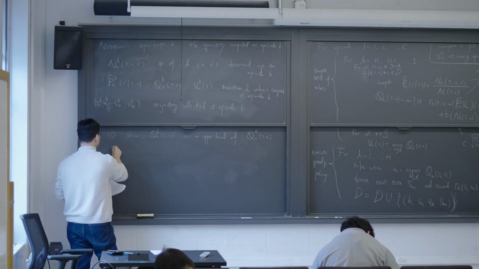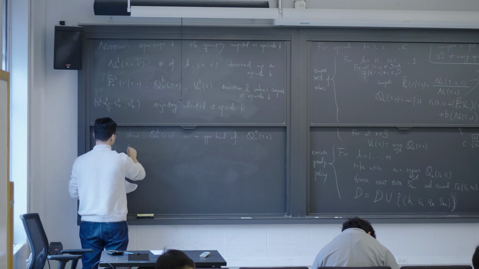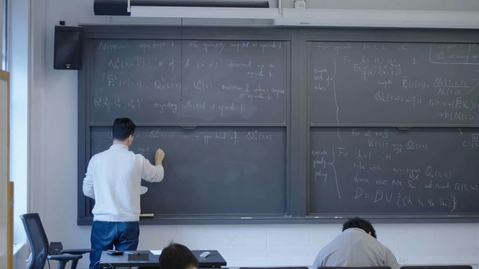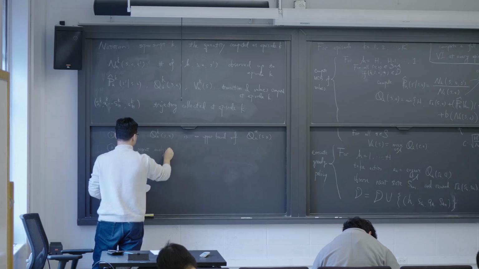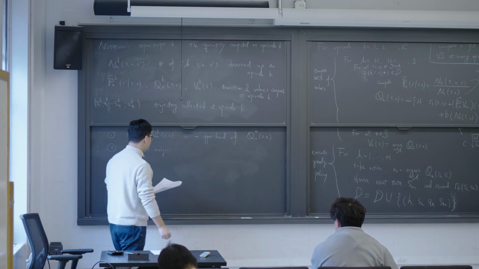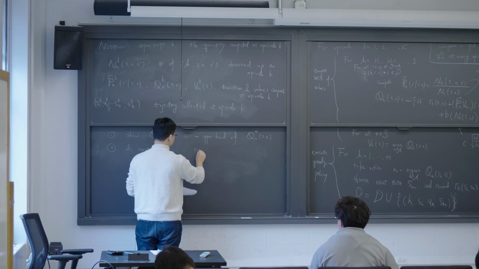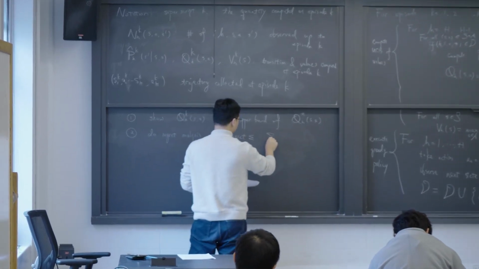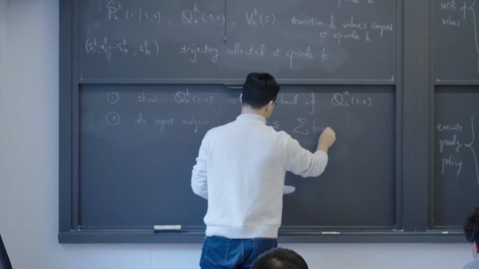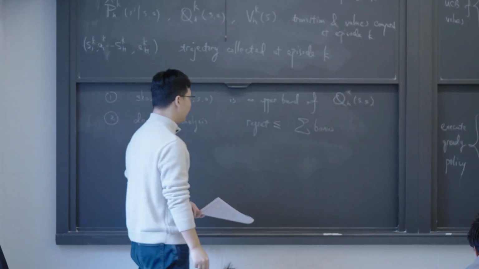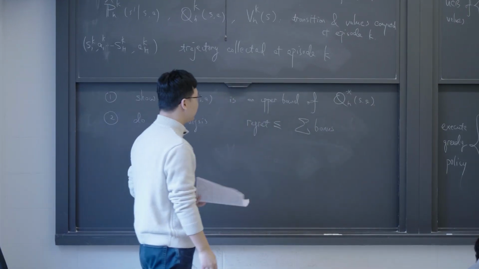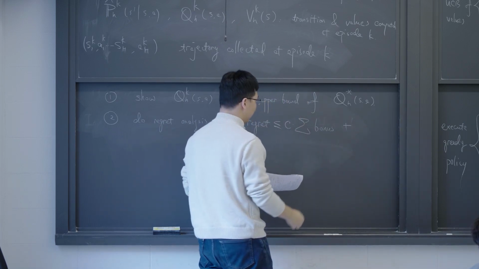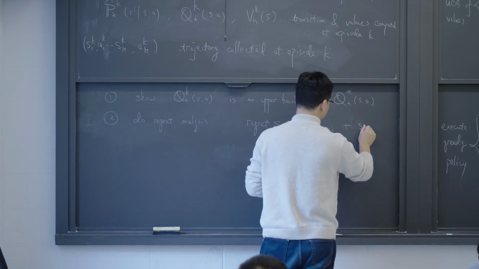And the second step is we do the regret analysis. By UCB, we will eventually be able to show something like the regret is smaller than the summation of all the bonus. And this is what we have done for the UCB setting in the multi-arm bandit, up to some constant. And here we will have some additional small terms.